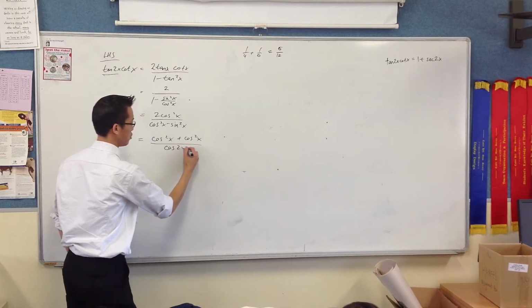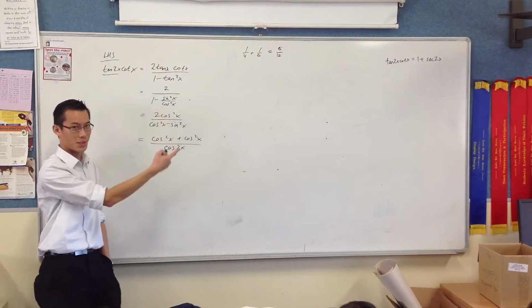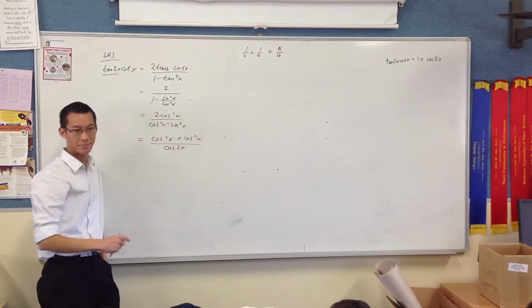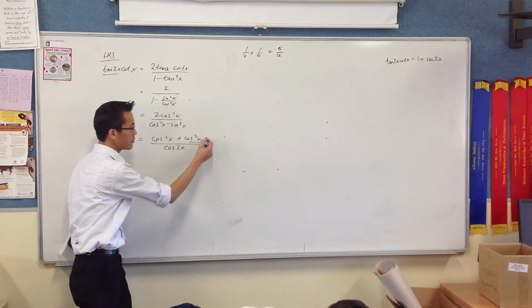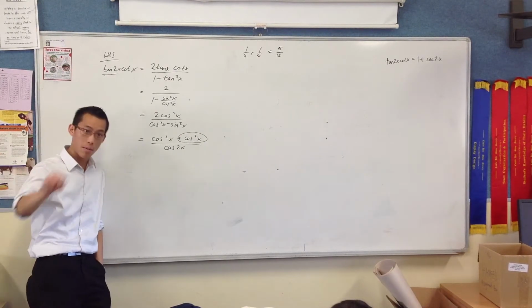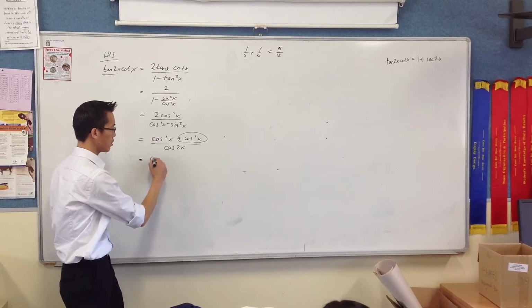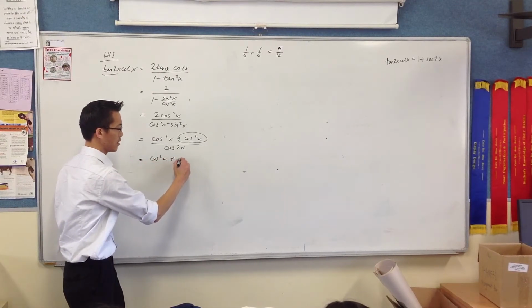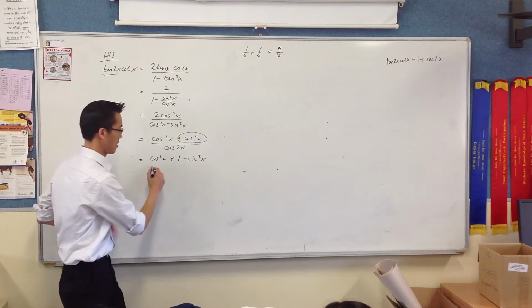And on the bottom I've got my cos 2x like I said before. Now, why did I bother saying 2 cos squared x is cos squared plus cos squared? Because, in my brain, it makes it a little more obvious that one cos squared I can sub out for 1 minus sine squared. Remember that? That's the Pythagorean identity. So, cos squared on the top plus 1 minus sine squared. You see where I'm going here?